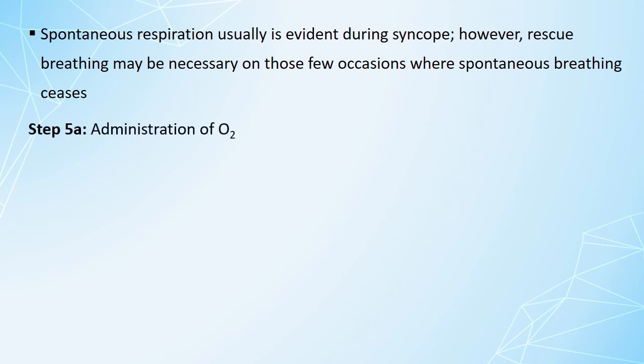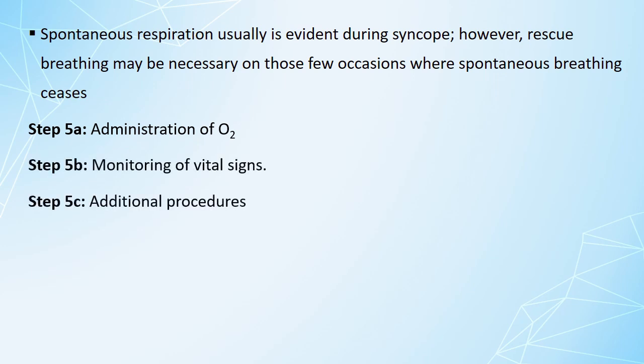Then the next step is administration of oxygen. This can be done via a full face mask at the rate of 6 to 10 ml per minute in conscious patients or patients who are unconscious but breathing normally. It can also be given by a bag valve mask in patients who are apneic and unconscious, at the rate of 10 to 15 ml per minute. Then monitoring of vital signs needs to be done. Then additional procedures like loosening of ties and belts need to be done.